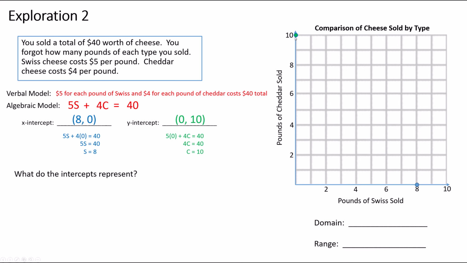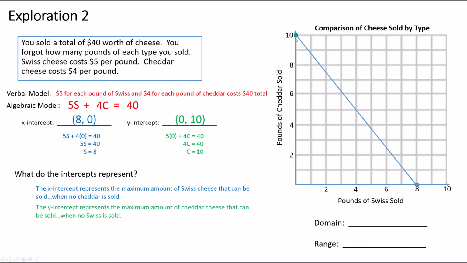Notice I have a dot here. I have a dot here. All my other dots are going to fall along that line. We know that because this is a linear equation in standard form. Now, the x-intercept represents the number of pounds of Swiss I can buy when I buy 0 pounds of cheddar. That makes the x-intercept the maximum amount of Swiss I can buy. This dot up here says, if I buy 0 pounds of Swiss, how much cheddar can I buy? So this is the maximum amount of cheddar that I can buy.